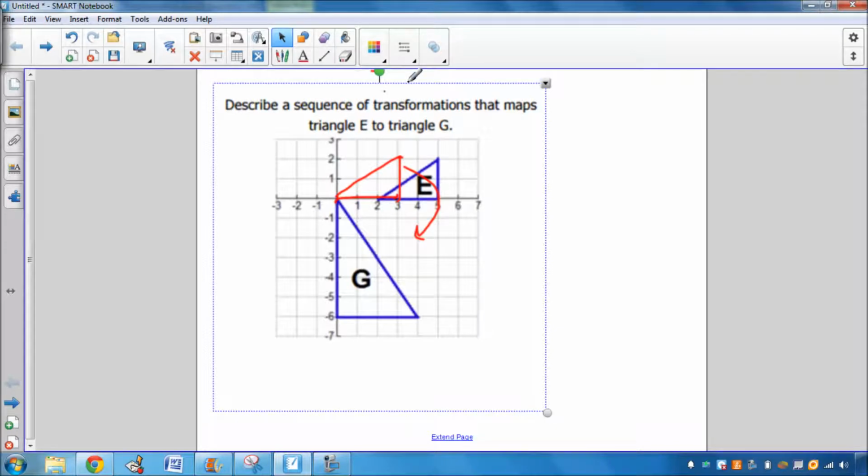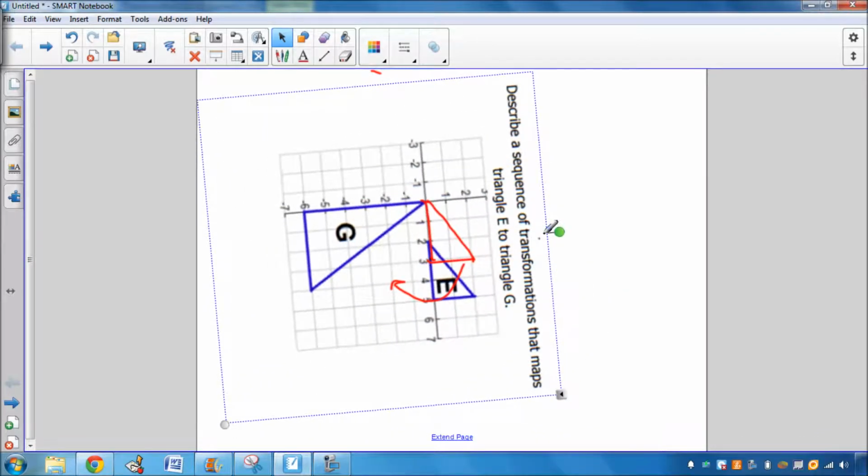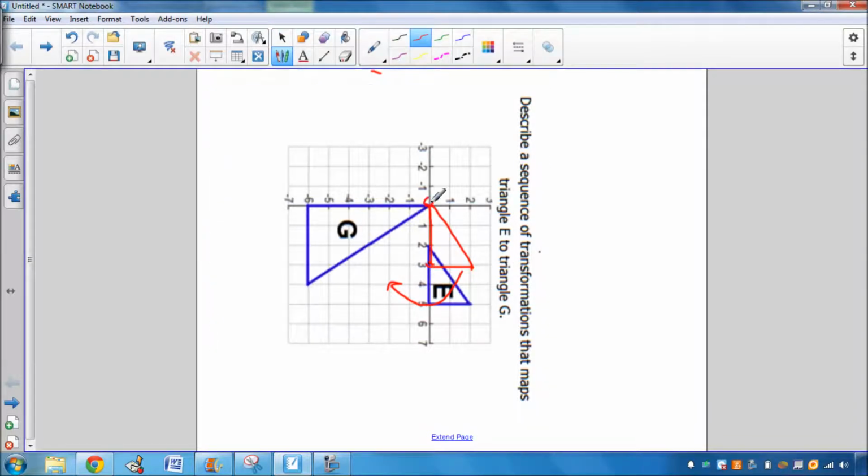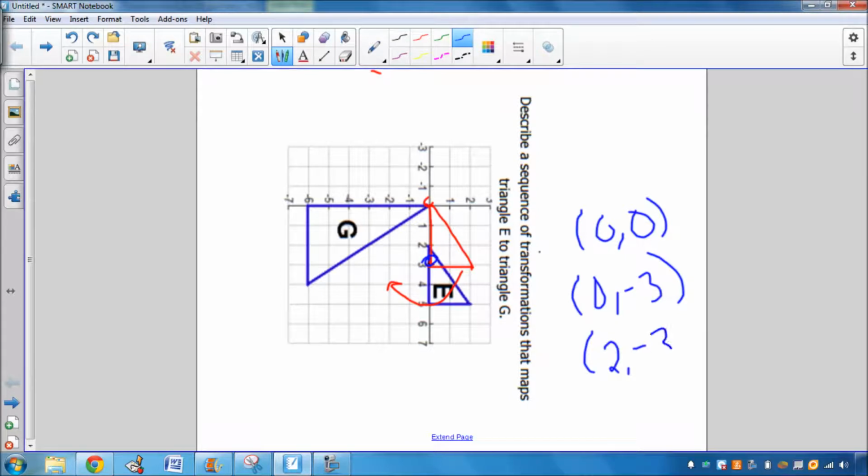So if I were to turn my paper 90 degrees clockwise, this is what my graph will look like right here. So what I need to do is write down what my new coordinates are going to be. This coordinate right here is going to be 0, 0. This coordinate right here is going to be 0, negative 3, because you went down 3 and you didn't go left or right. And then for this coordinate, you go to the right 2 and down 3. All right, so we would say that coordinate is 2, negative 3.